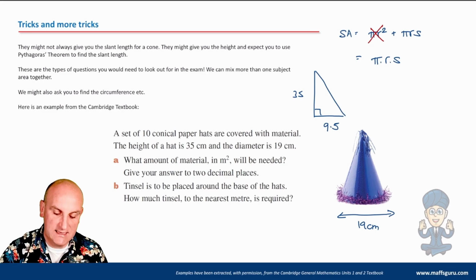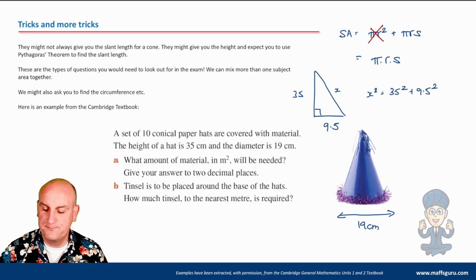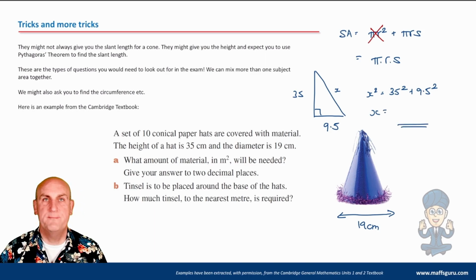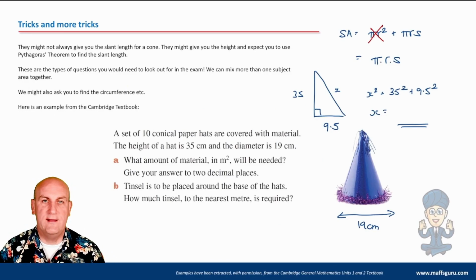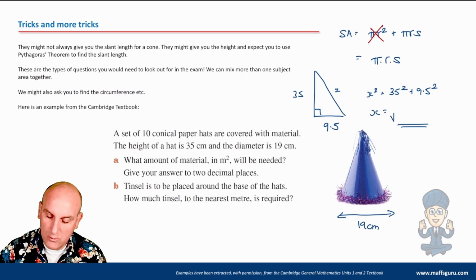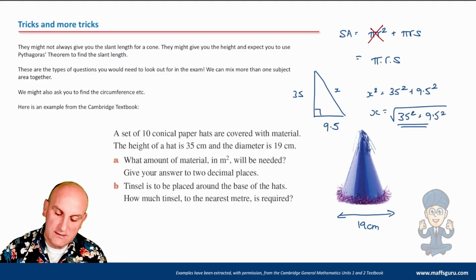I should, because again, what we would now say is call that x. We'd know that x squared would be equal to 35 squared plus 9.5 squared. We could work out my value of x, and I'm not going to do that for you at this moment in time. I'm going to leave that to you. You can work out x as basically the square root of 35 squared plus 9.5 squared. And then that is going to be your value of s.